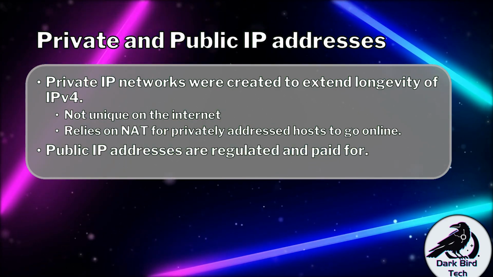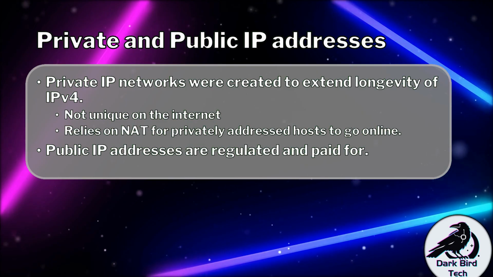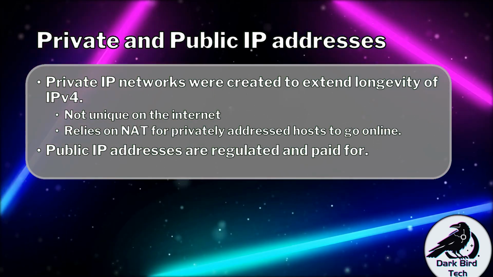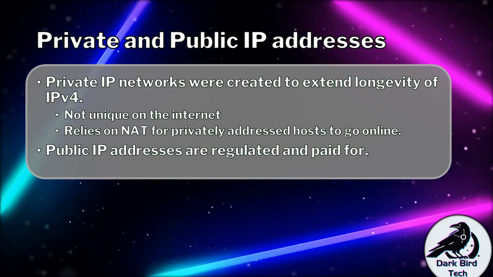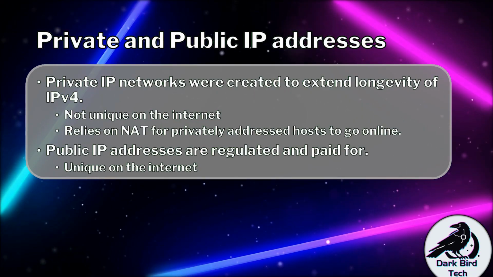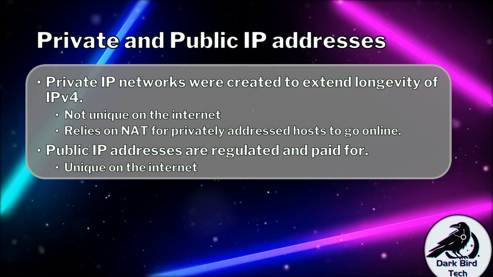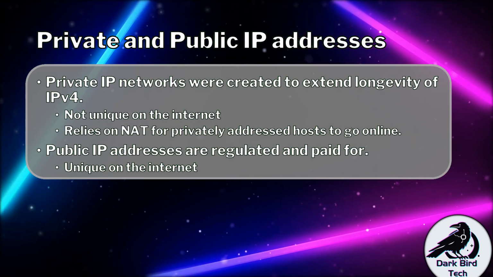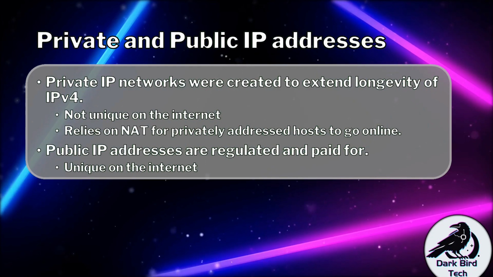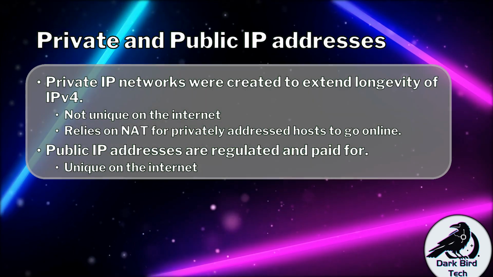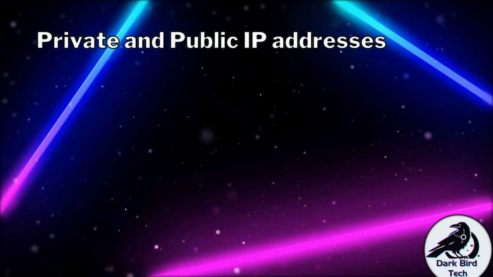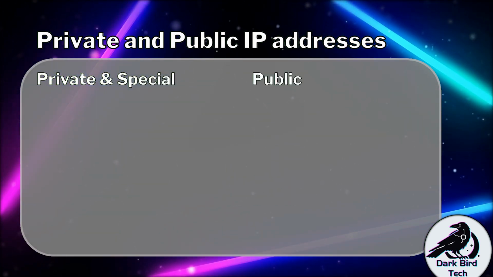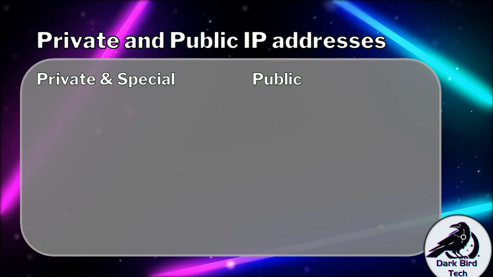Now, to help regulate it, public IP addresses are paid for and only allocated to ISPs through a rather interesting process. But when you do have a public IP address, you will be unique on the internet. Usually your router gets the public IP address and it runs the NAT service to translate between your public and private addresses. So let's remember the private and special addresses, and then we can figure out and remember the public addresses.